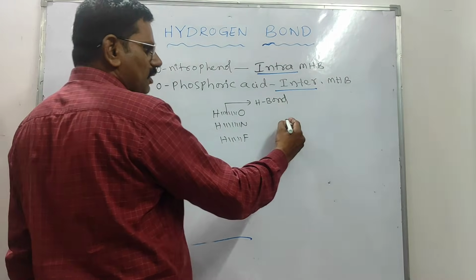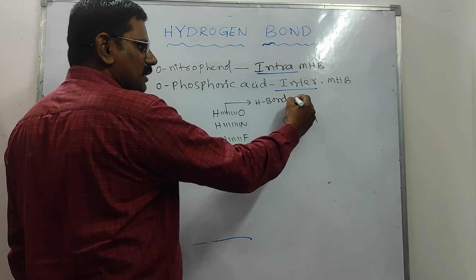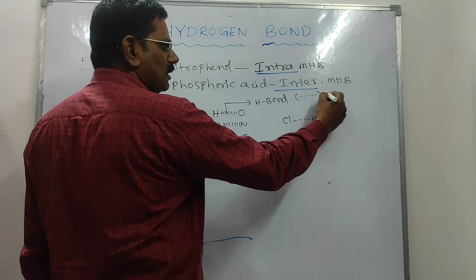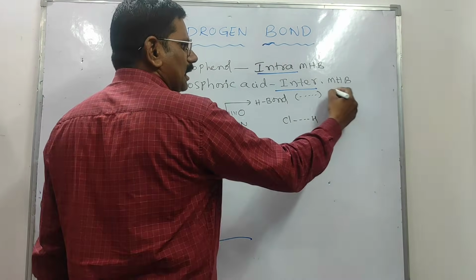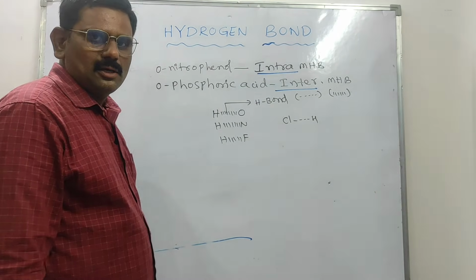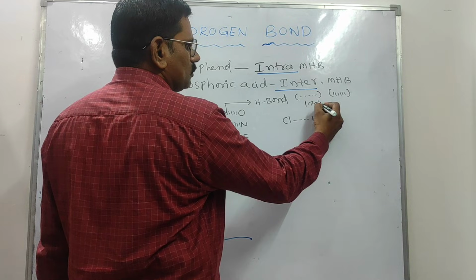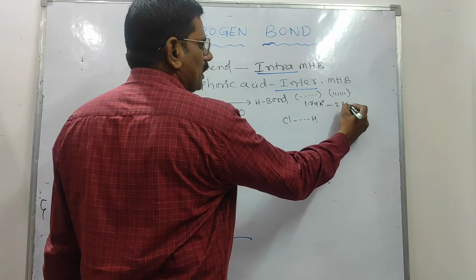Hydrogen bond is also formed rarely with chlorine atom. Hydrogen bond can be represented with a dotted line or a line. We can represent it in both ways. The bond distance is 1.79 angstroms to 2.25 angstroms.